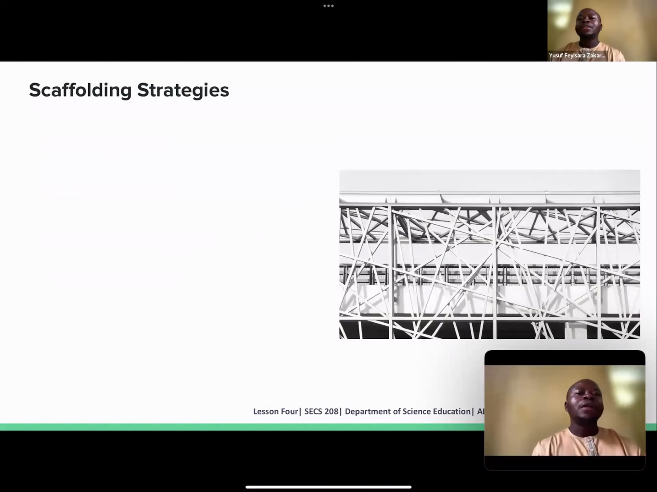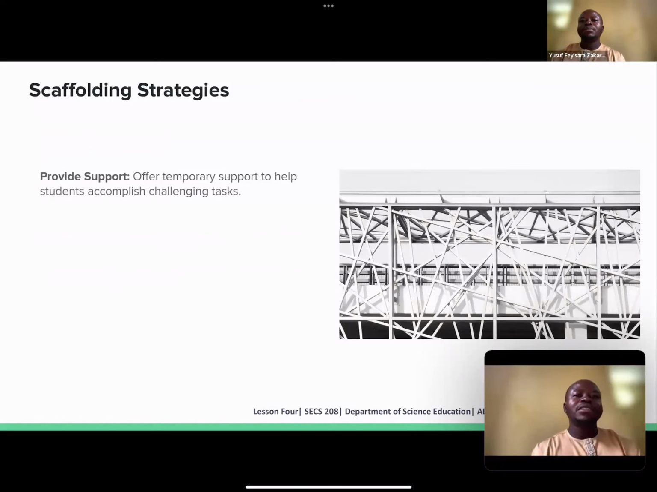All right, the next thing we'll talk about is the scaffolding strategies. Again, it's part of the principles that we are dealing with. When you scaffold, it means you are providing what we call temporary support. Look at the diagram we have in there. This is a kind of cage or scaffold that they make. Perhaps they want to paint the building. By the time they finish painting the building, you will see that they will collapse this scaffold. The scaffold has done its work because it was just there to provide temporary support.